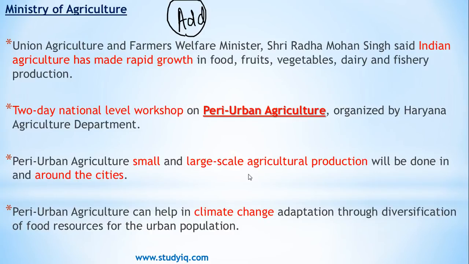Now, the Union Agriculture and Farmers Welfare Minister has said that Indian agriculture has made rapid growth in food, fruits, vegetables, dairy and fishery production. No doubt about it. But let's take the example of fruits. We talked about it yesterday, banana and grapes. In terms of quantity we are producing them in huge amounts, but our exports are not matching our production. So there are issues associated with all different items here, but today our focus is on peri-urban agriculture.